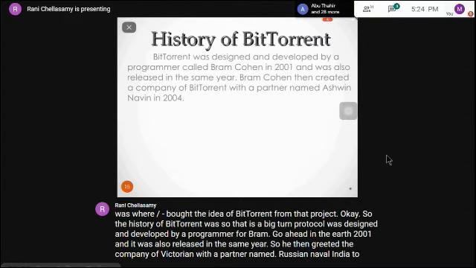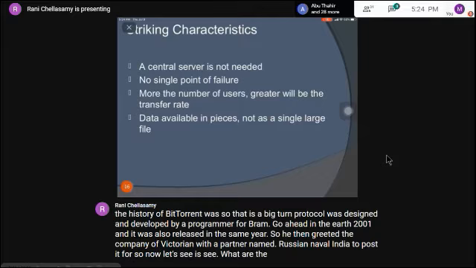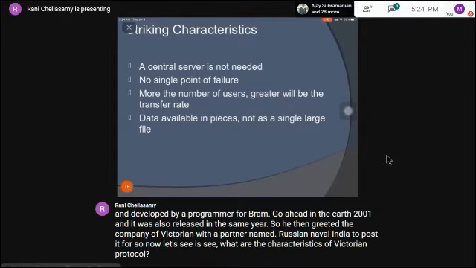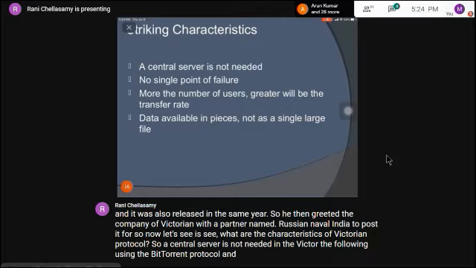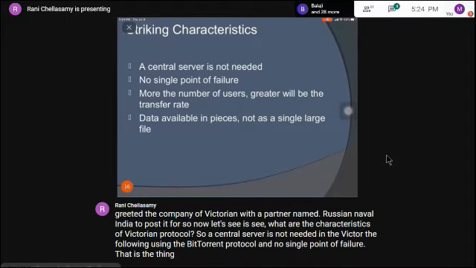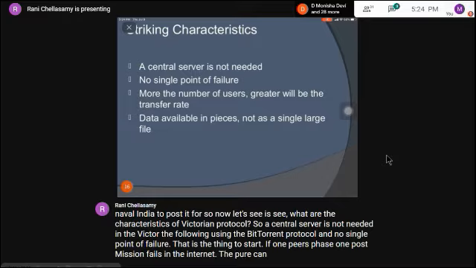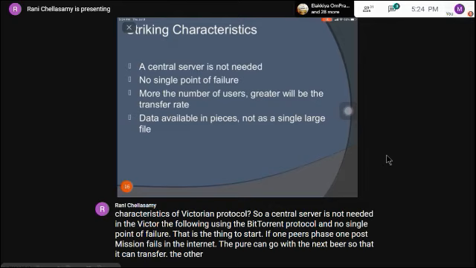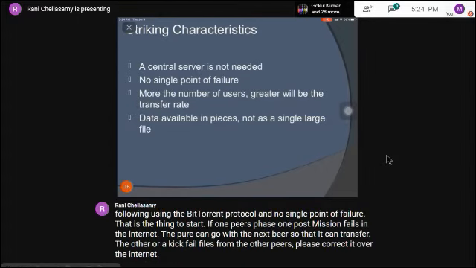Okay, so now let's see what the characteristics of the BitTorrent protocol are. A central server is not needed while using the BitTorrent protocol, and there is no single point of failure. That is, if one peer fails, one host machine fails on the internet, the peer can go to the next peer and get the files from the other peers who are connected over the internet. So there won't be any loss. So, no single point of failure.